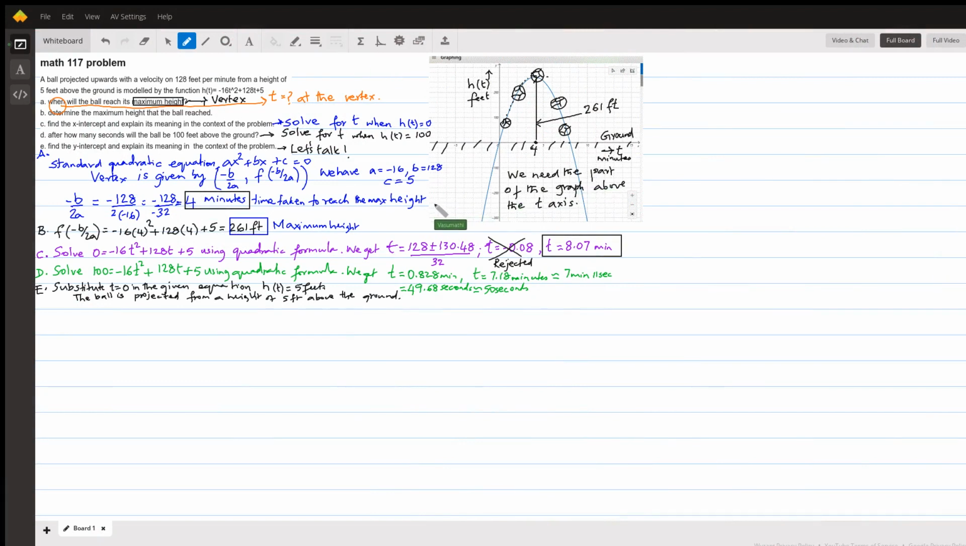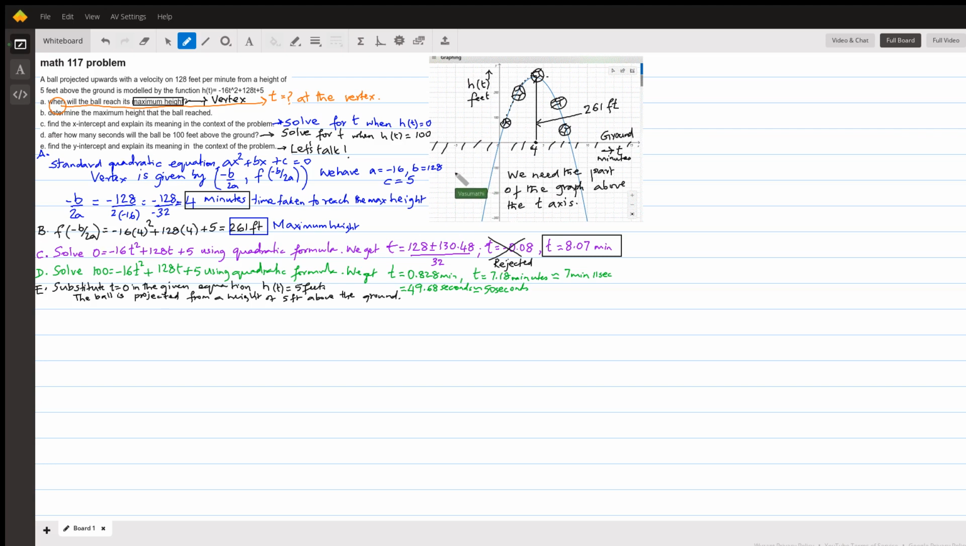Okay, we have a very interesting question here. A ball is projected upwards with a velocity of 128 feet per minute from a height of 5 feet above the ground. So when the ball is thrown, the path of the ball follows the shape of a parabola, which is actually modeled by a quadratic equation. And that's exactly why we have a quadratic equation in this problem. h(t) equals negative 16t squared plus 128t plus 5.